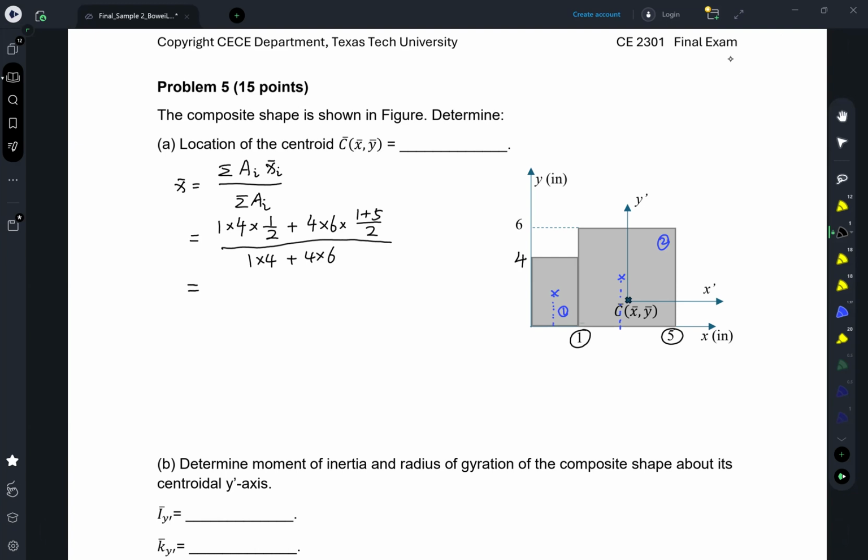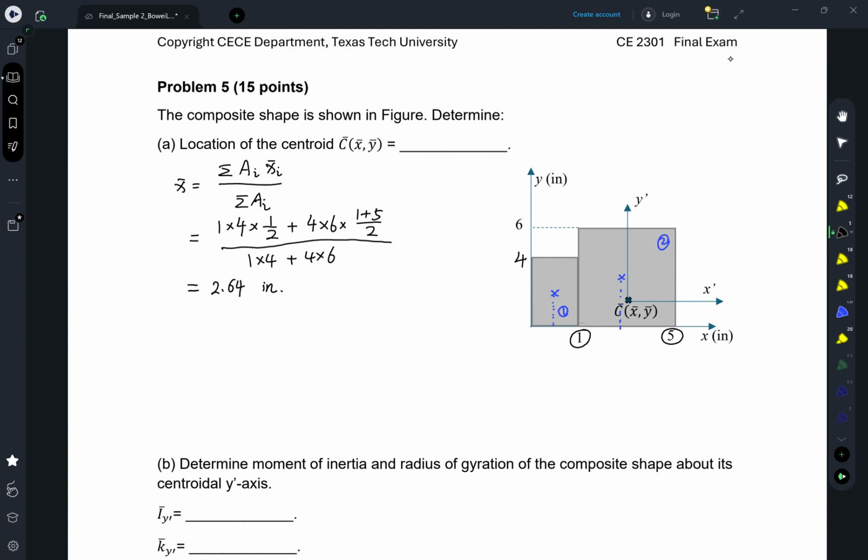and you see it equals, okay. The numerator here is 1 times 4 times 0.5, plus 4 times 6 times 3 here, divided by 4 times 1 plus 4 times 6, right? Okay, so it equals 2.64, right? Okay, please note that the unit here is inches.